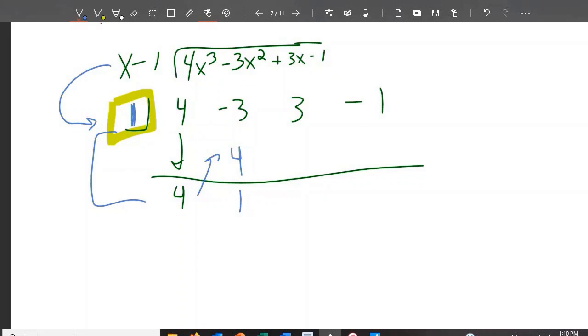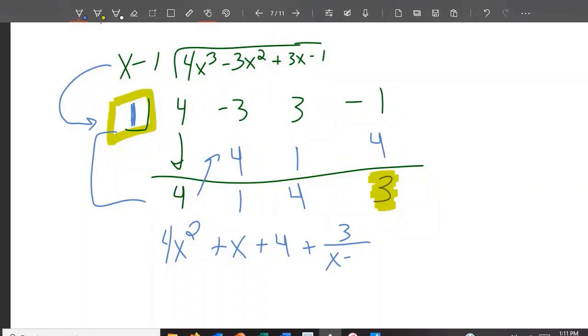Combine that with that, we'll get 1. Multiply the 1 times 1 is 1. Combine those together, we'll get 4. Multiply the 1 times 4, we'll get 4. Combine that together and we'll get 3. Alright. The 3 is my remainder. I put the variables back with the coefficients and add the remainder at the end divided by the divisor.